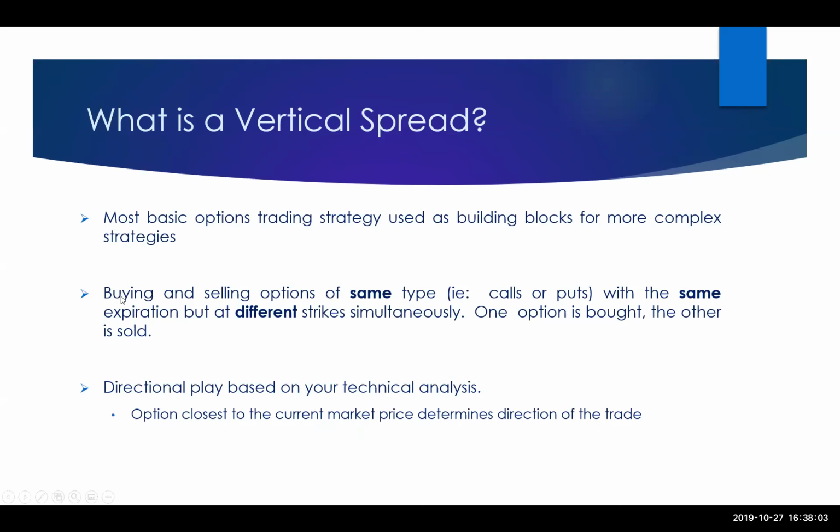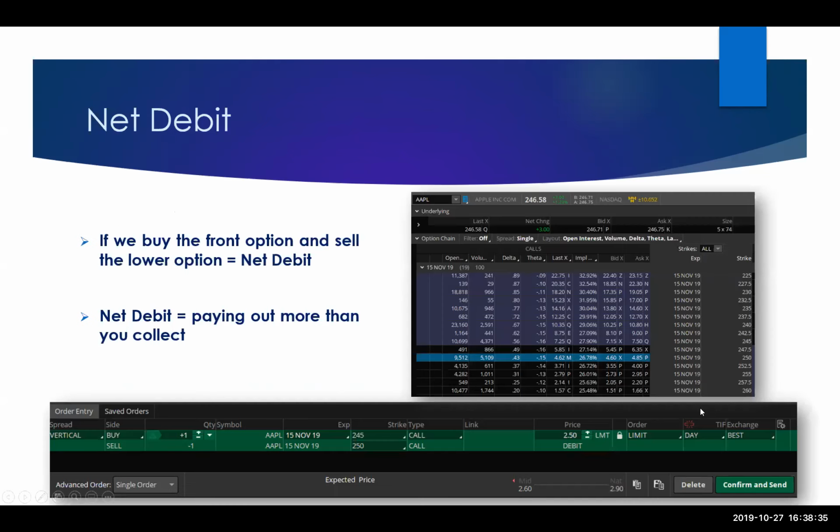Now, what are they? What are you actually doing? You are buying and selling options of the same type, i.e. calls or puts, with the same expiration, but at different strike prices, and you're opening them simultaneously, as one order. You're buying one option and you're selling one option at the same time. Now, this is a directional play, and it's based on your technical analysis. Keep in mind, the option closest to the current market price determines the direction of the trade.